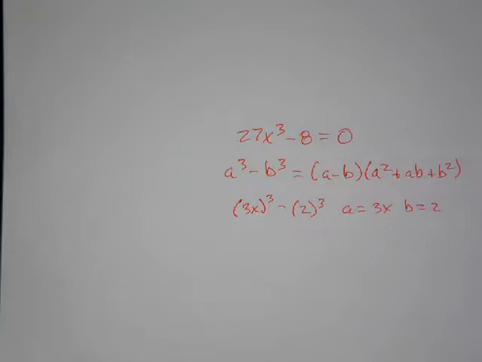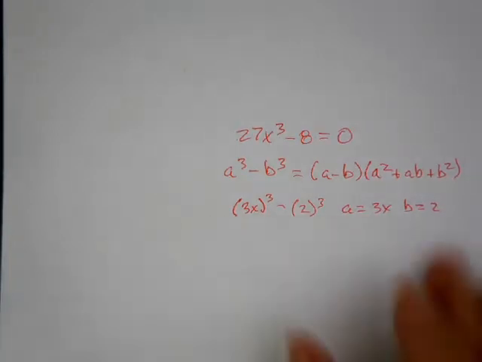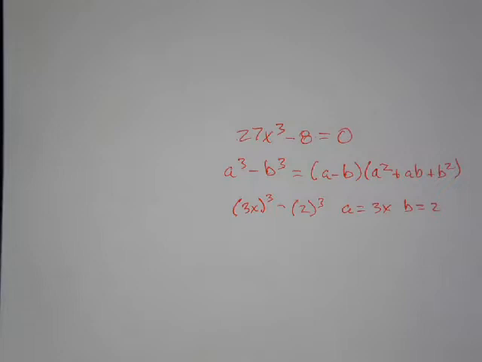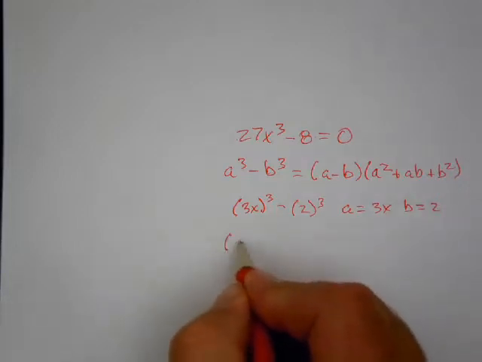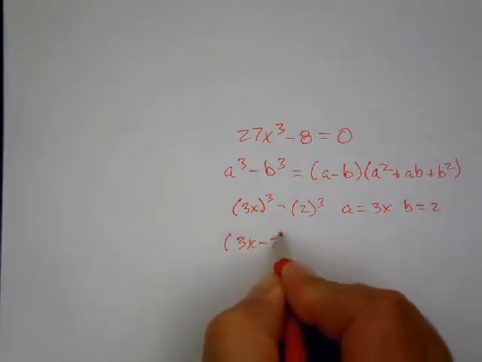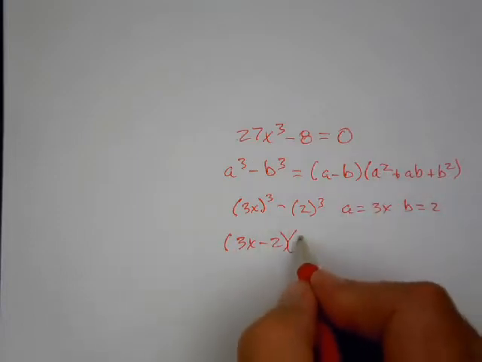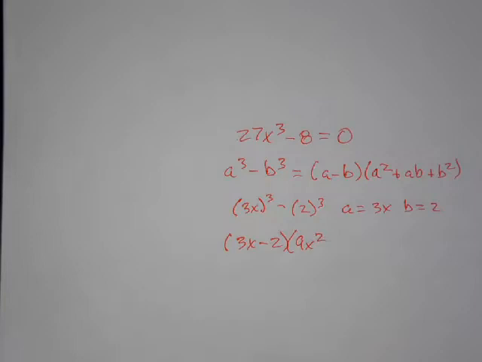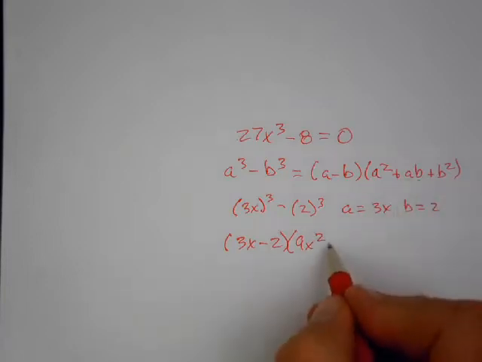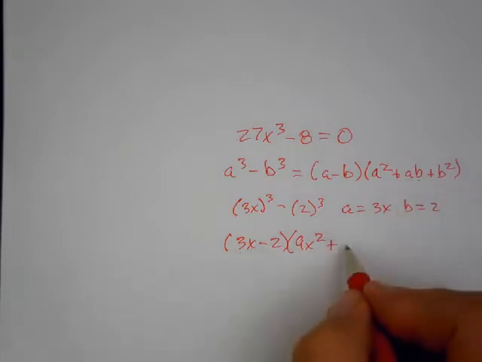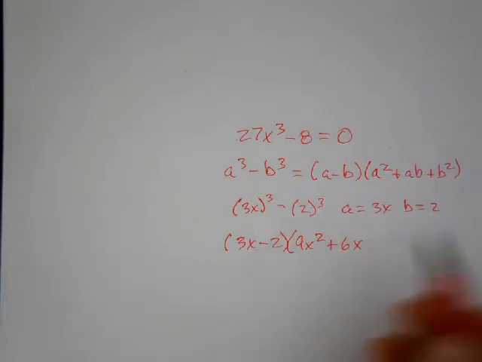So I'm going to have 3x subtract 2 as the first part. Then a squared, so 3x squared is 9x squared. And then ab, so 3x times 2 will be 6x. And then the last part, 2 times 2, will be 4. And then I still have the equal 0 part.